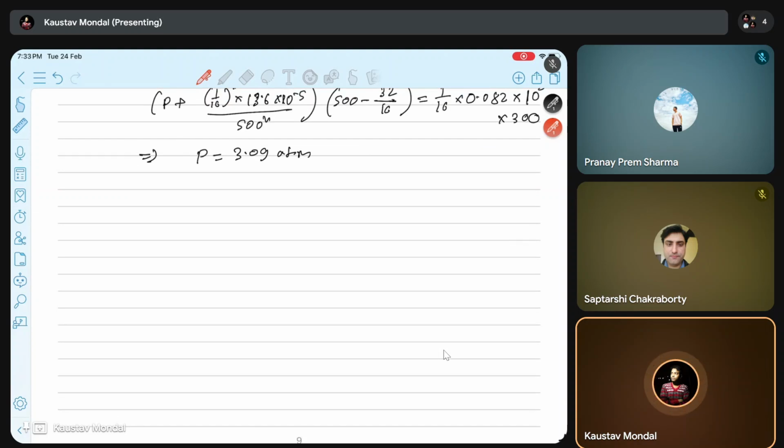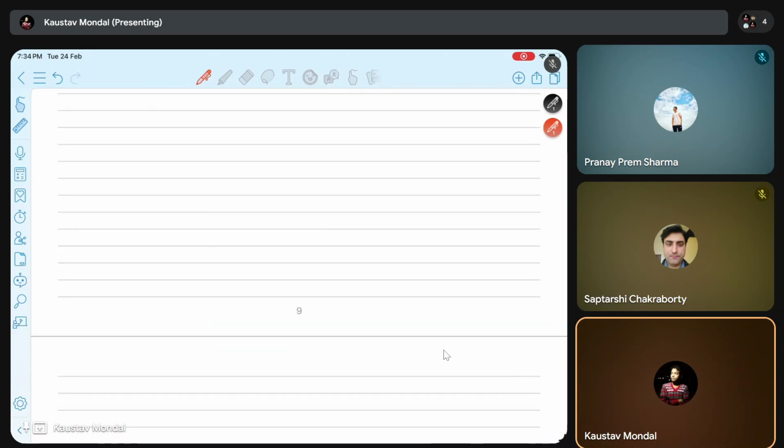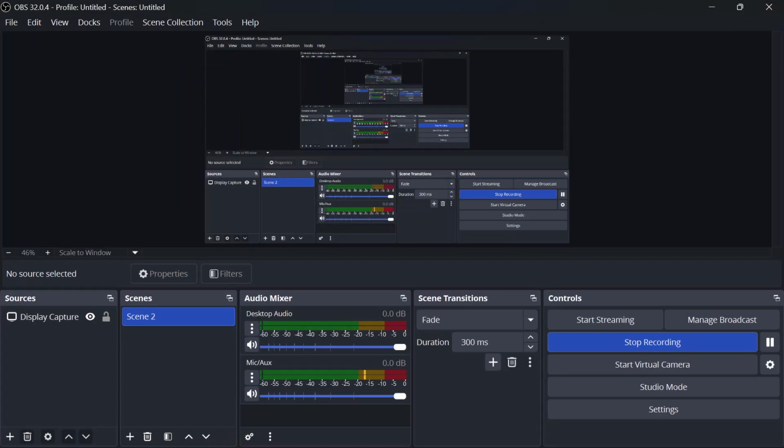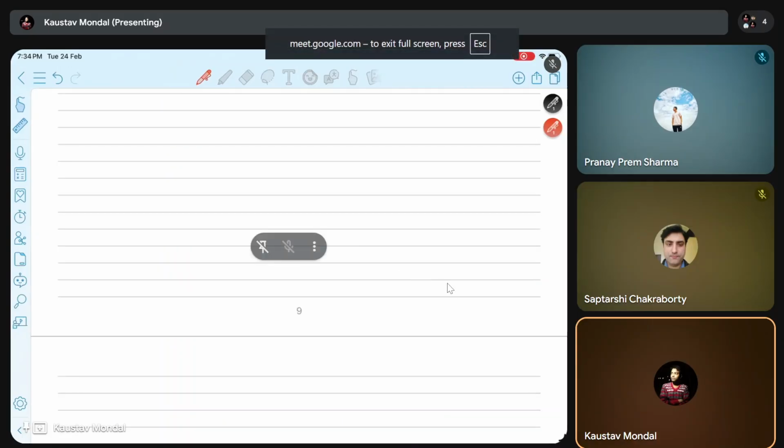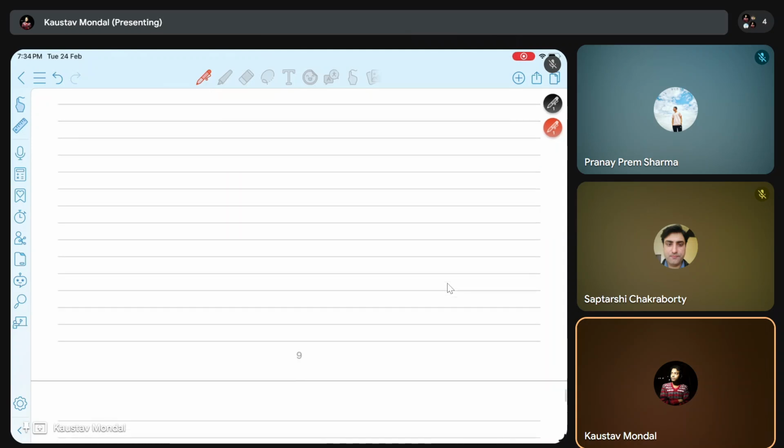Now we will be doing question number 5. Question number 5 states: for 1 mole of helium, the critical volume is 70.2 into 10 to the power minus 6 meter cube per mole. Calculate the molecular diameter of helium.